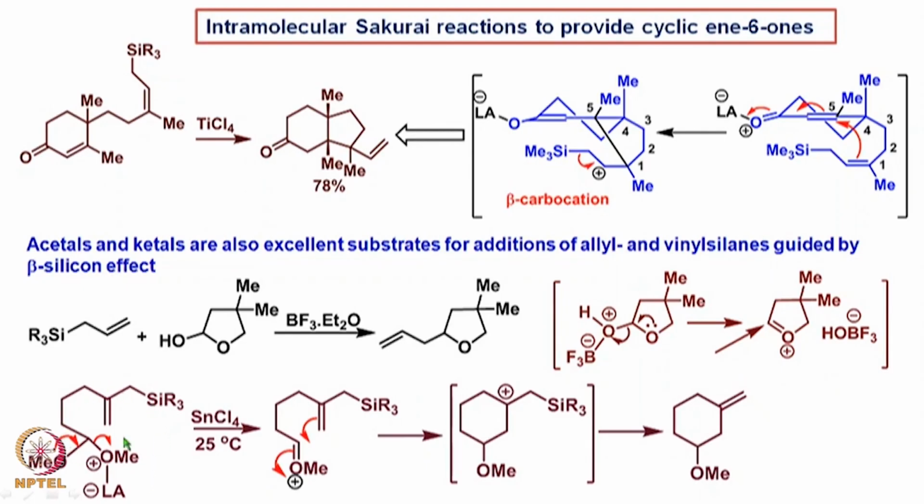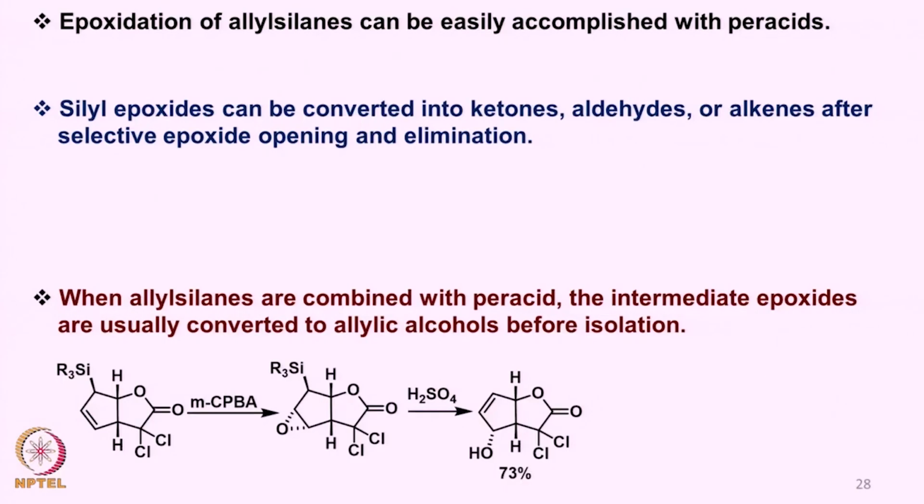Similarly, if we take this acetal of this kind in which the allyl silane moiety is embedded, upon treatment with tin tetrachloride it loses one of the methoxy groups, which first coordinates with the Lewis acid, and then of course gets expelled to form this oxonium ion, which then undergoes cyclization in such a fashion that the cation is generated beta to the silicon, and then the carbon silicon bond breaks to release the cyclic molecule like this, having an exomethylene. Now epoxidation of allyl silanes can also be accomplished by peracids.